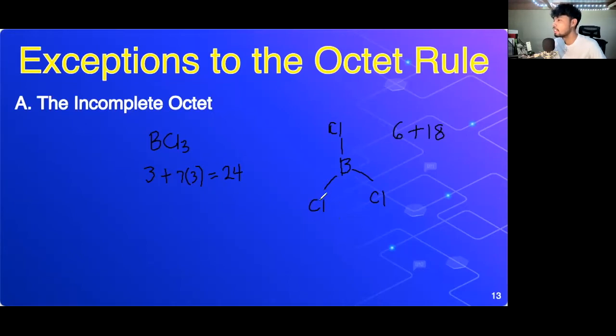Since we have a single bond between the chlorine and the boron atom, we are going to add 3 lone pairs to the chlorine atom to satisfy the octet rule. The same goes for the other chlorine atoms.